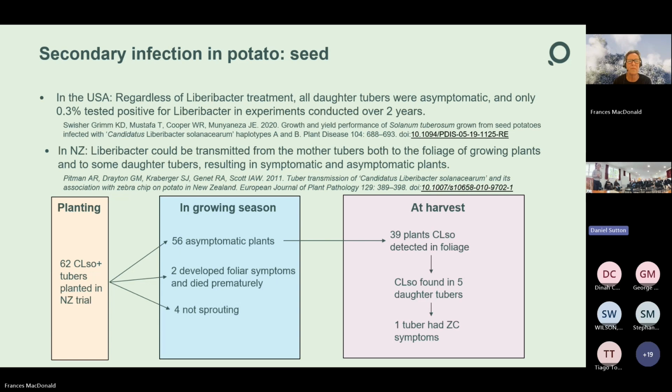Next one. And then at harvest, from those 56 asymptomatic plants, they could detect LSO in 39 of them. They found the LSO in 5 daughter tubers, and then 1 tuber actually had the zebra chip symptoms. So it's quite an interesting mechanism, but that whole seed transmission is relatively low. Next one, please.